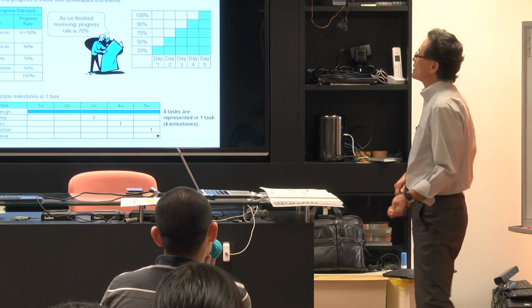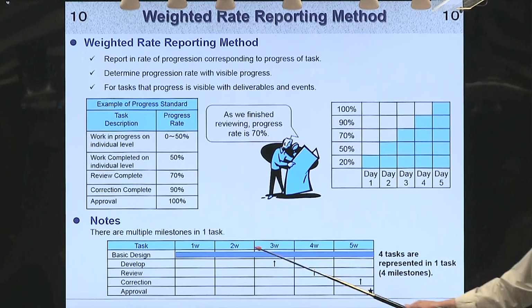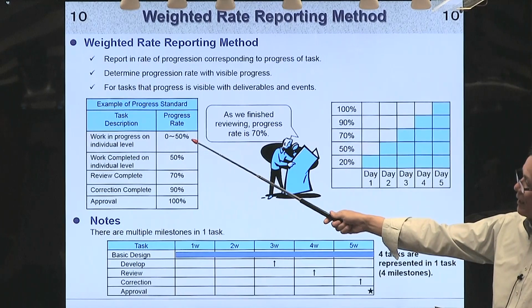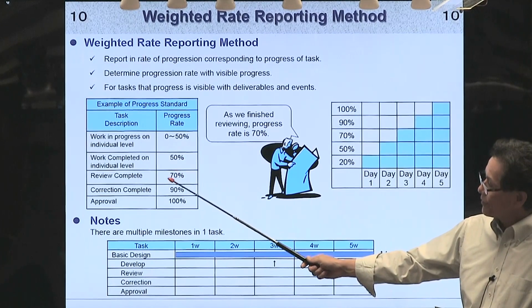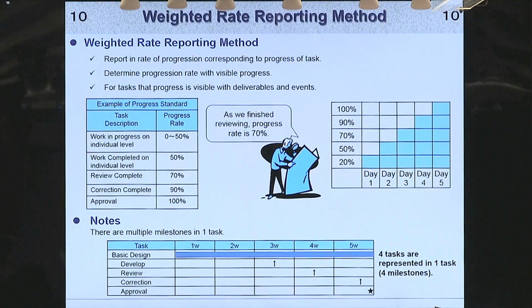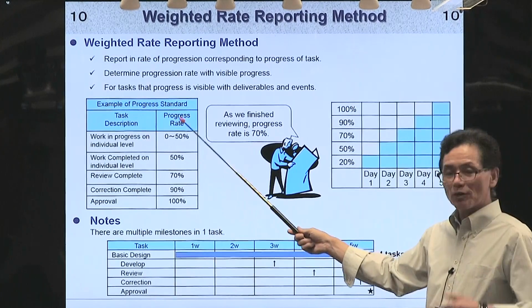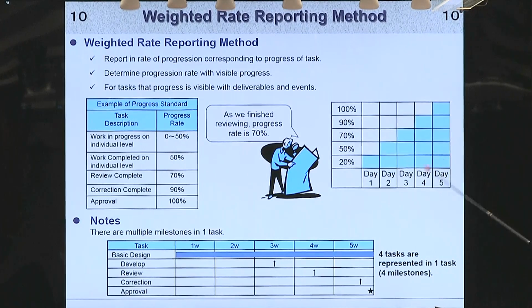Weighted rate. This is a hybrid of the previous two. You can set 50 for completing 100% of the pages, and you can set 70 for review complete, and so on. And every day, you can get a report of the progress. This is proportional to the number of completed pages, but the others are fixed rate. So it's a combination.